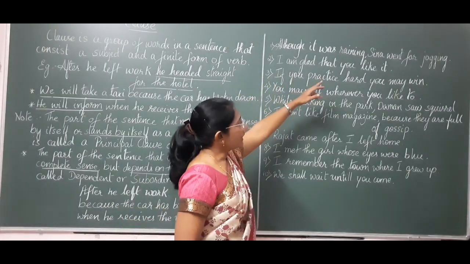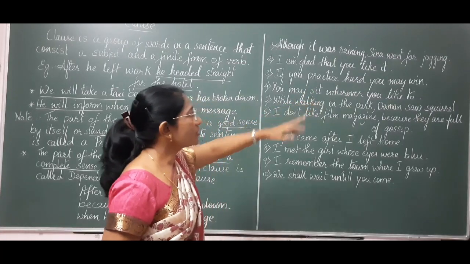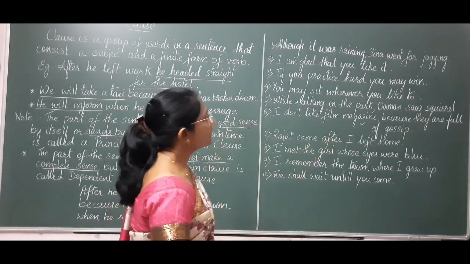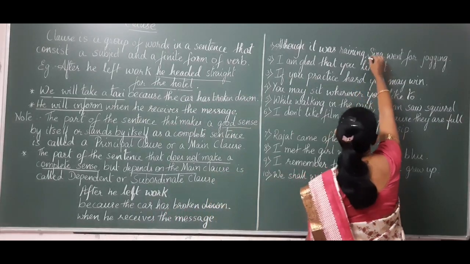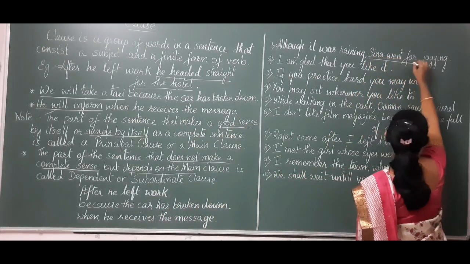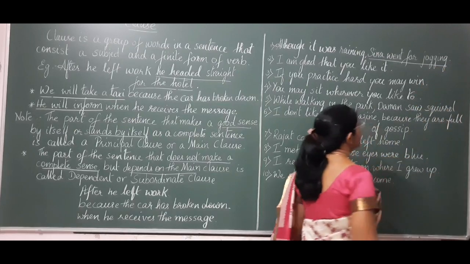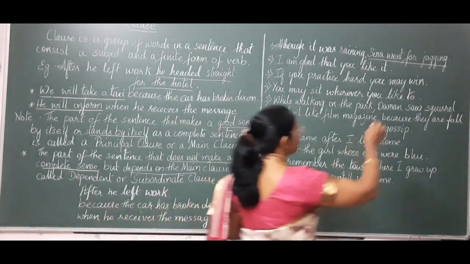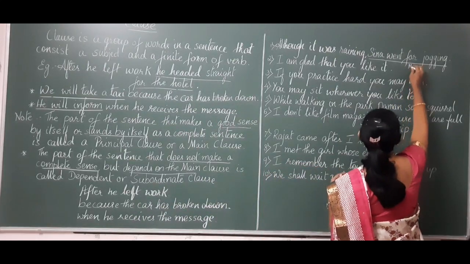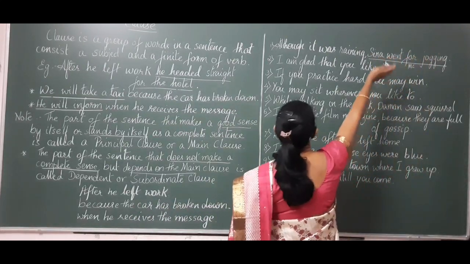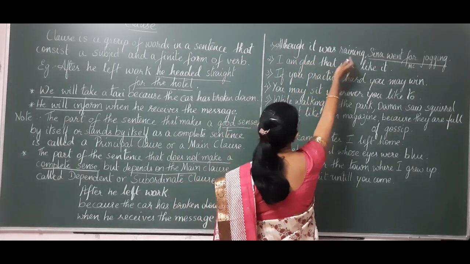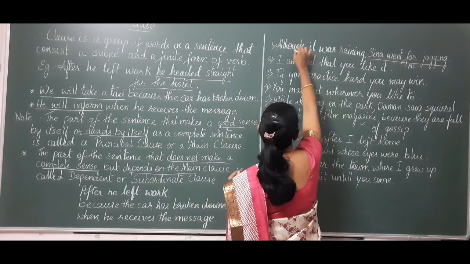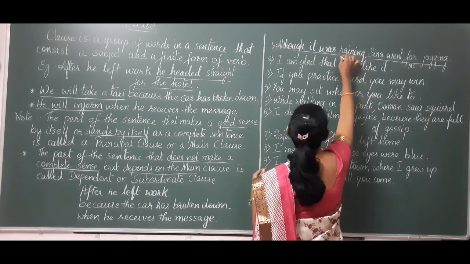Although it was raining, Sina went for jogging. So if we split the sentence meaningfully, we get the main clause here: Sina went for jogging. It stands by itself and it is a principal clause. So it is a main clause. Whereas "although it was raining" is a part of the sentence depending on the main clause, so it becomes a subordinate clause.